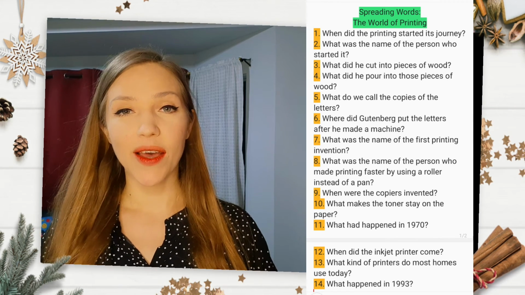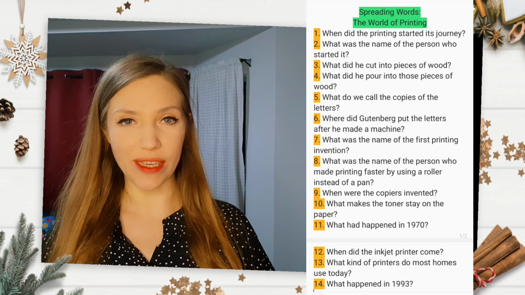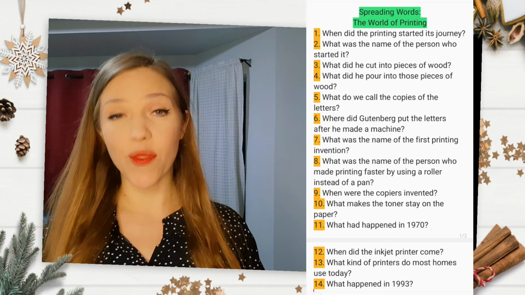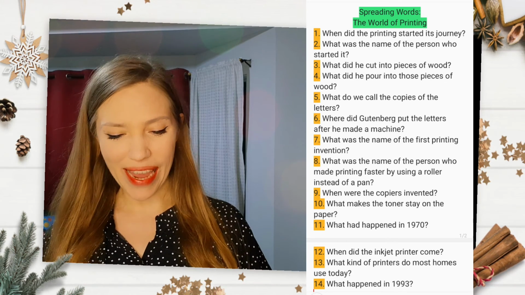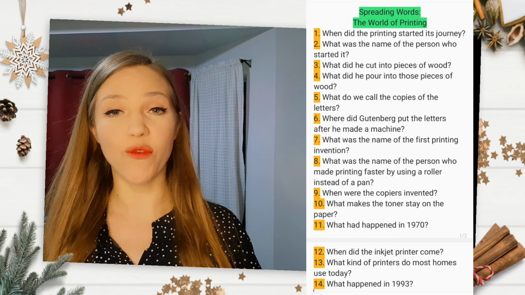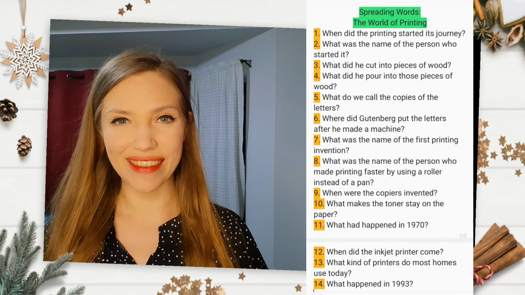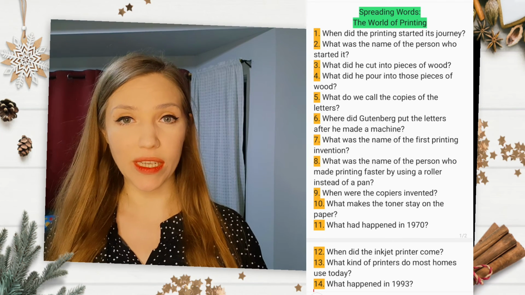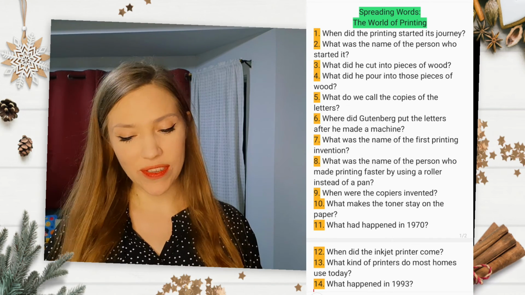Number 6. Where did Gutenberg put the letters after making a machine? Number 7. What was the name of the first printing invention? Number 8. What was the name of the person who made printing faster by using a roller instead of a pan? Number 9. When were the copiers invented? Number 10. What makes the toner stay on the paper?